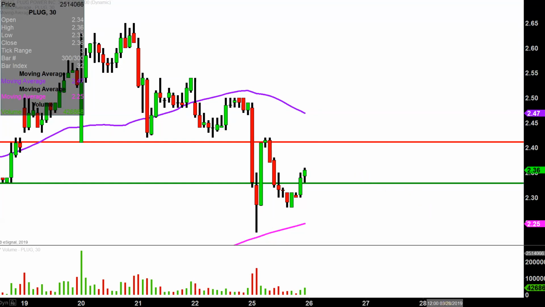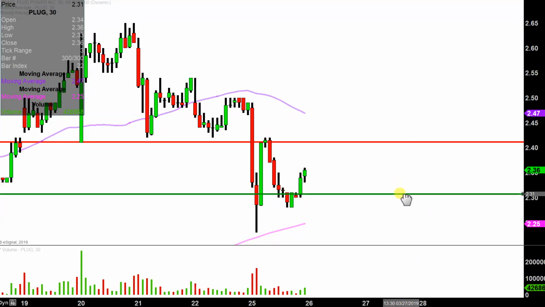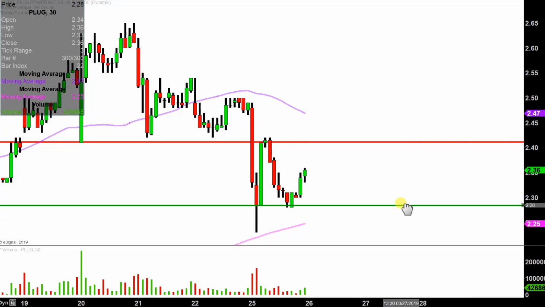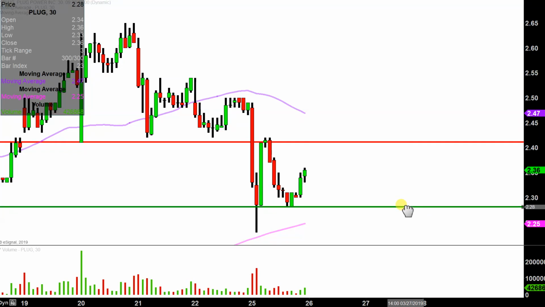The one adjustment I am going to make, though, is I'm going to move this line down here to right around the $2.27 mark, or excuse me, $2.28. Now that we have more data, you can just see that there's more kind of price congestion right around this area. So you had some data points right there. Then this afternoon, that's literally right where it bounced off from.